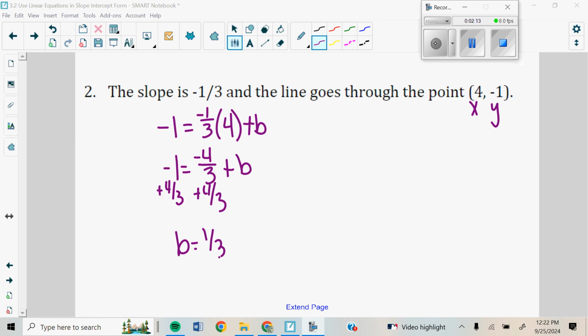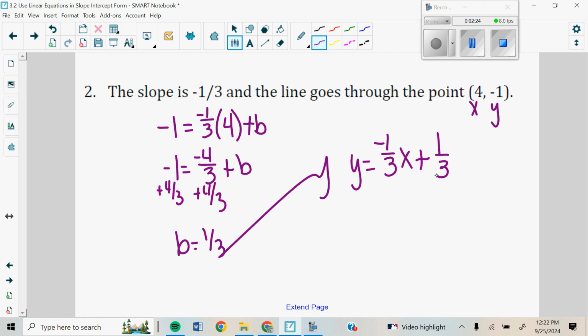All right, so I worked that out and found that my b, my y-intercept, is 1/3. So my equation is y equals -1/3 x plus 1/3. And don't worry about it being a funky y-intercept, that it's a fraction. That's okay. We're not graphing this, so it really doesn't matter to us what it looks like.